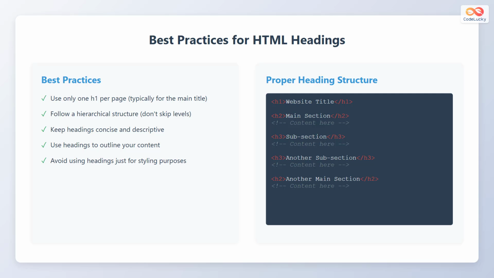Here is an example of a proper heading structure: an h1 element for website title, followed by an h2 element for main section, then an h3 element for subsection, followed by another h3 element for another subsection, and then an h2 element for another main section.